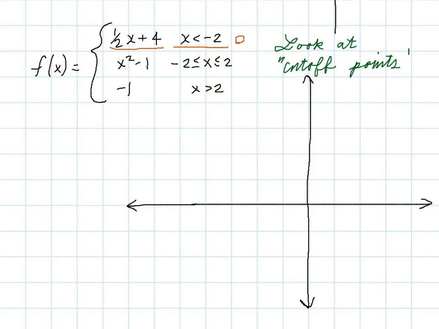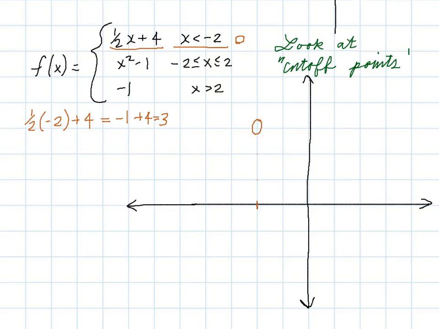Alright, so we care about plugging in -2 for x. If we plug in -2, we get 1/2 times -2 plus 4. 1/2 of -2 is -1, plus 4 is 3. So that's what I call my cutoff point for this function. At x equals -2, I have an open point up at the y value of 3. So I go up 1, 2, 3, and I draw an open point.